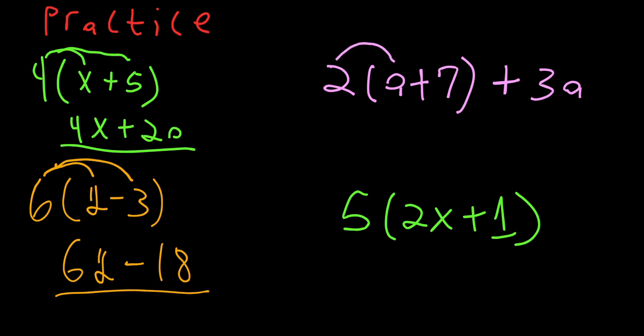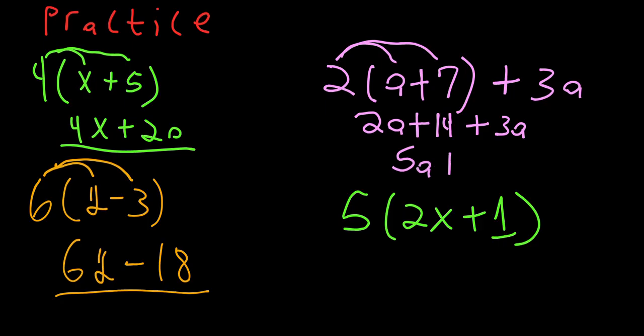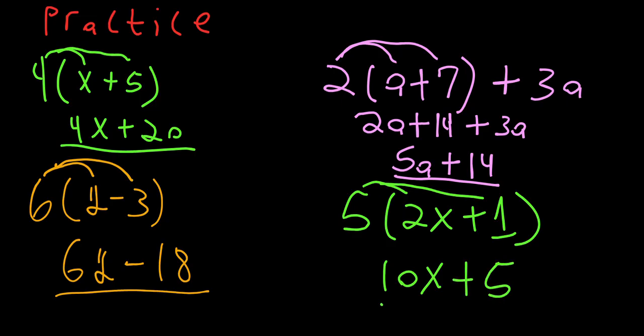Now, moving to the top here, we're going to multiply 2 by a, and we're going to multiply 2 by 7, okay, to get 2a plus 14, plus 3a. We're going to combine like terms, both of the terms with the variable a in it, to get 5a plus 14, which is our final answer. And finally, we're going to do 5 times 2x and 5 times 1. Remembering to get both terms, we're going to get 10x plus 5, which is our final answer.